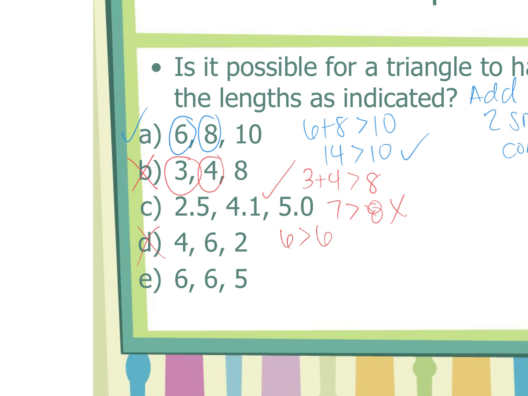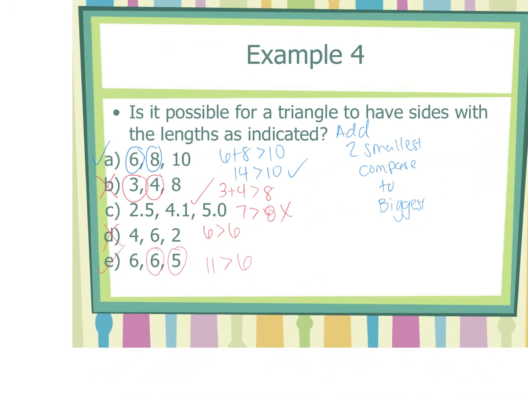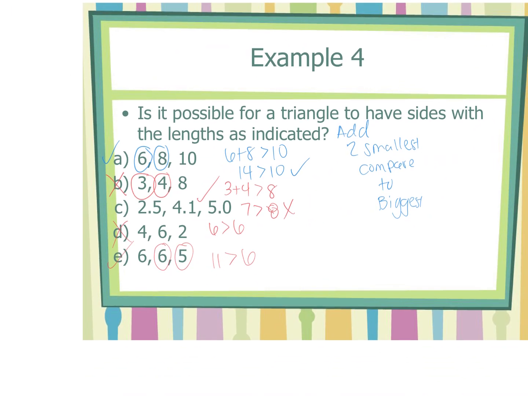And then lastly for E, remember, you can pick either of the 2 sides if there's a tie for which one's going to be larger. So we would pick 6 and 5. Adding those together would be 11. 11 is definitely bigger than 6, so that one works. So this is how you're checking whether 3 possible side lengths can be a triangle or not. You use the triangle inequality theorem.